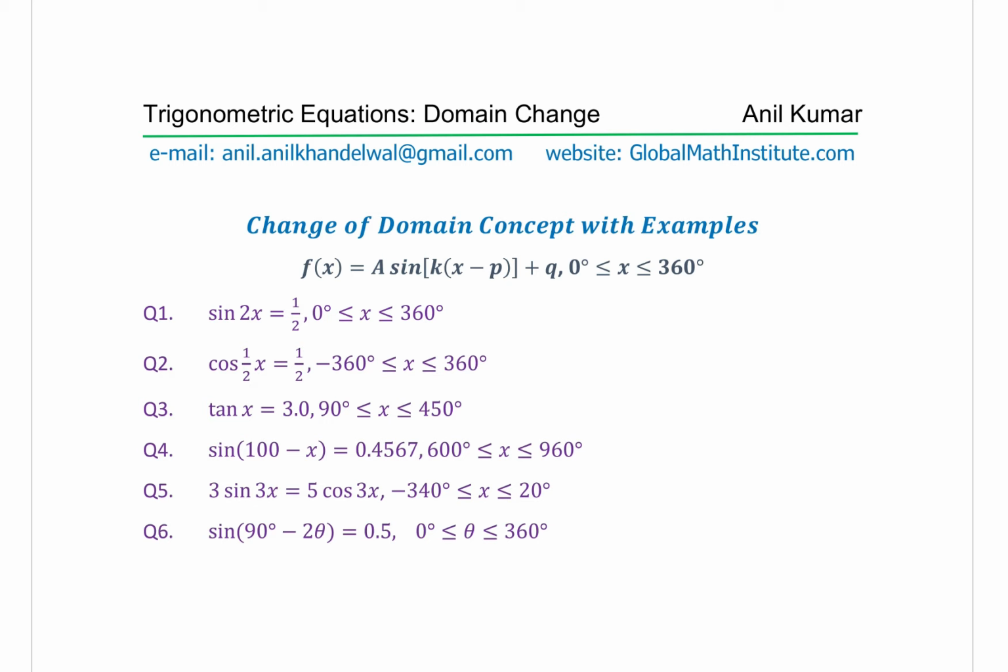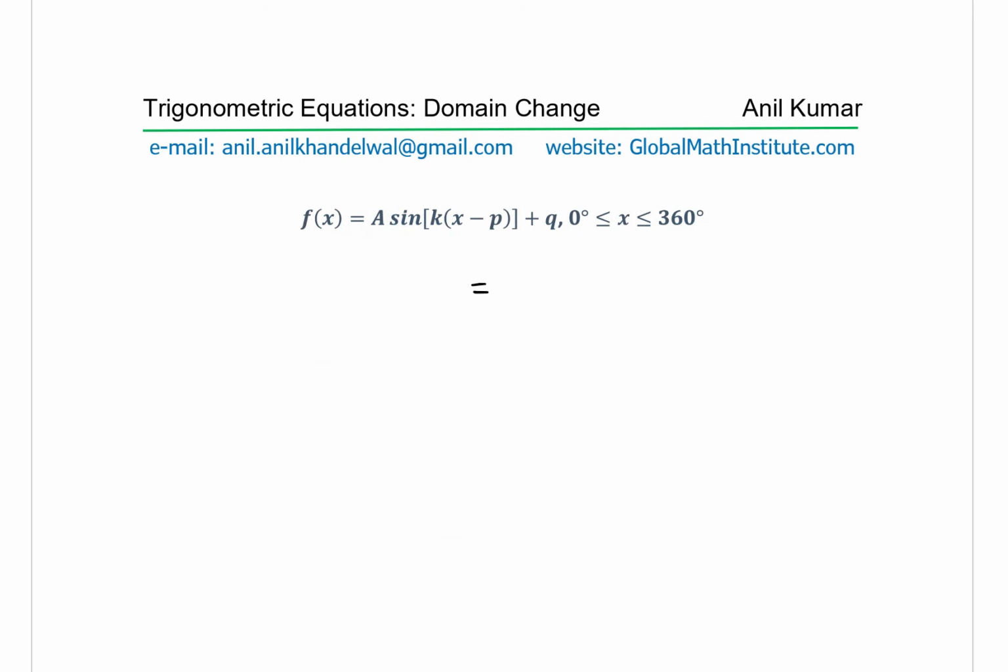First, we'll understand what change of domain really means in context with a general transformed equation of a sine kx minus p plus q and default domain of 0 to 360 degrees. I'll actually spend some extra time on the very first question, which is very basic, only to understand the concept. Once we have understood the concept, we'll move fast through the rest of the 5 questions. Now let's see what we really mean by change of domain.